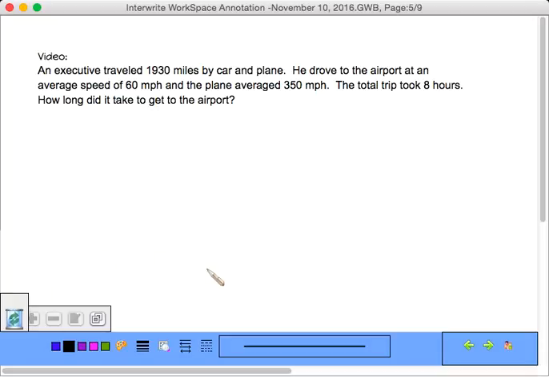All right. We are on 2.6 rate, time, and distance problems. Remember, rate times time equals distance.